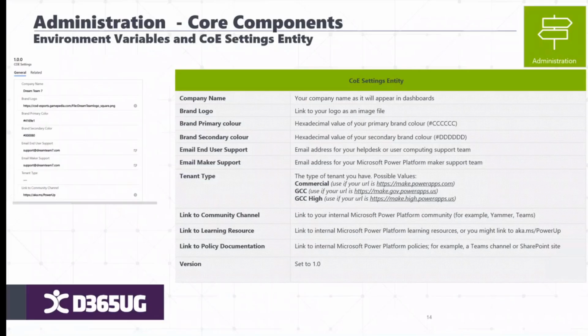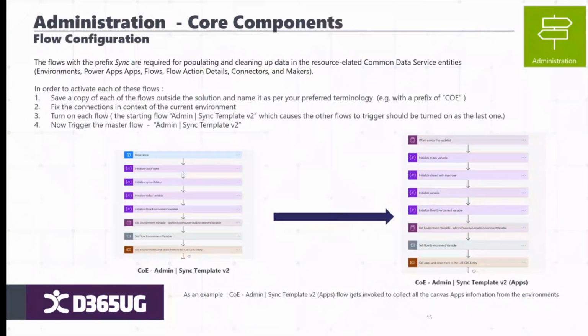Moving on. Now, this is where you start configuring the flow. So we've taken the first step. We've installed the solution. We've configured this COE settings entity. We've configured the environment variables. And now we start looking at the configuration of the various flows that I talked about. So, the parent flow and the child flows that trigger on the back of the data that is populated in the environment entity.